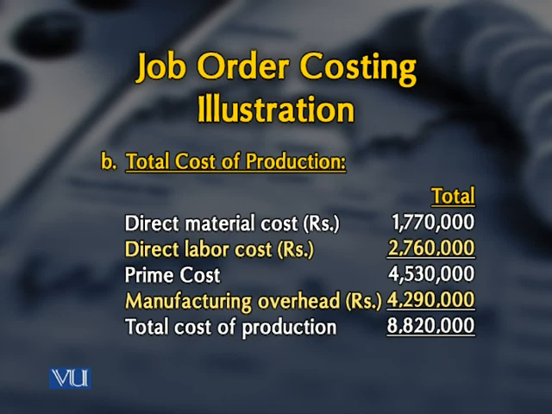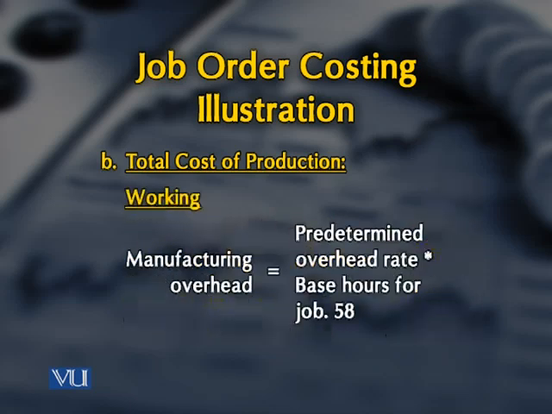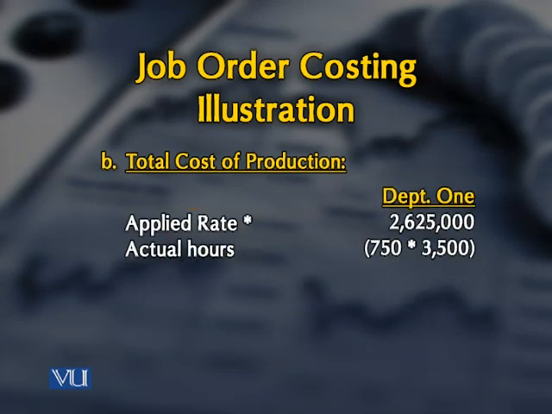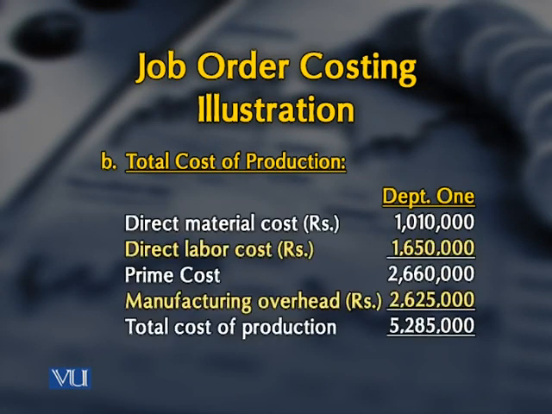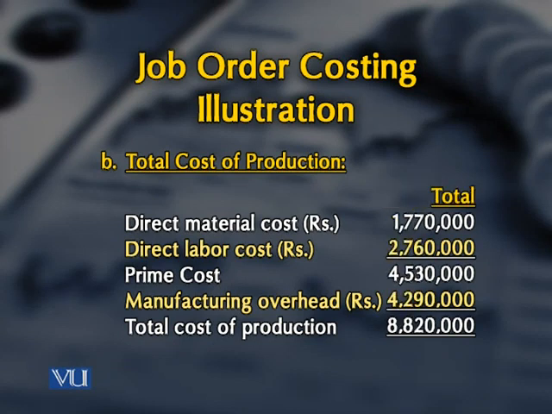Now in this we have to add manufacturing overhead. For the manufacturing overhead calculation, we have to use machine hours for this job in Department 1 and labor hours in Department 2. If you see the working, it comes to 2.625 million in Department 1 and 1.665 million in Department 2. So the total cost of production of this job for Department 1 is 5.285 million, and for Department 2 it is 3.535 million. Total cost comes to 8.82 million. So this is how the job cost is allocated in a particular job: material, labor, and then overhead.